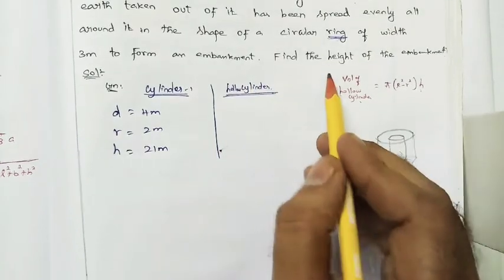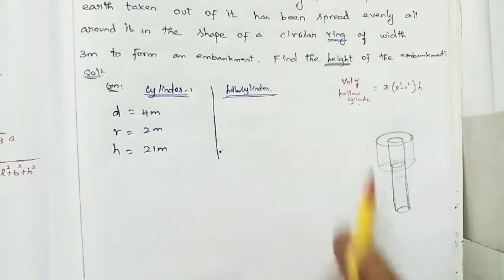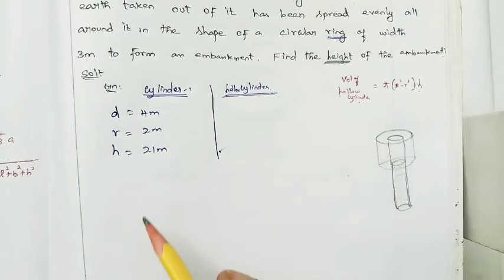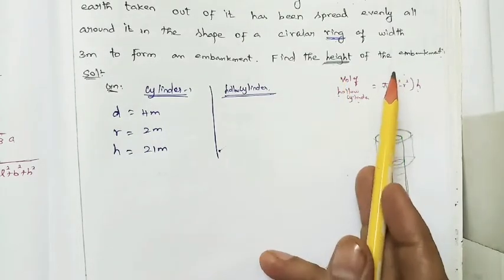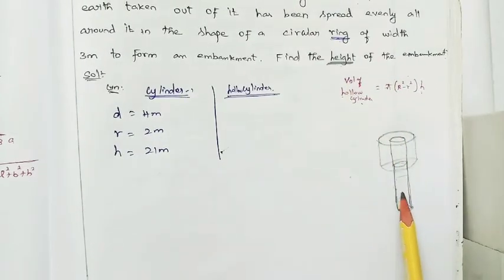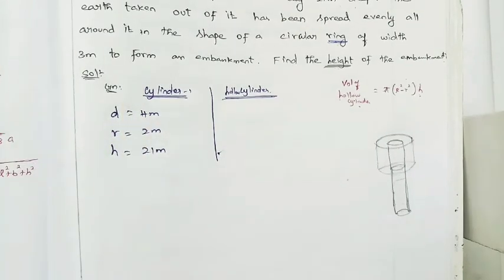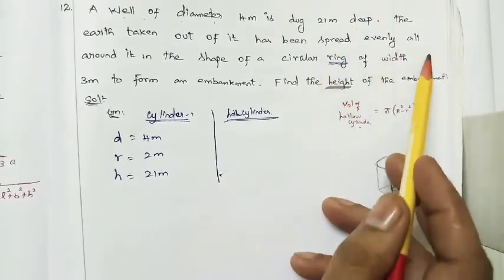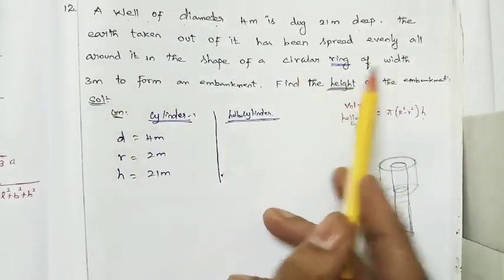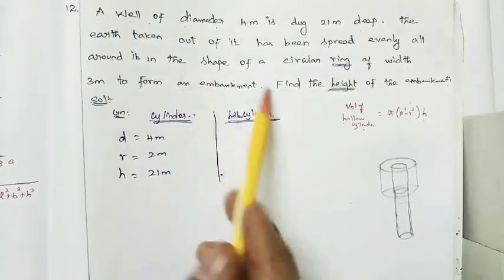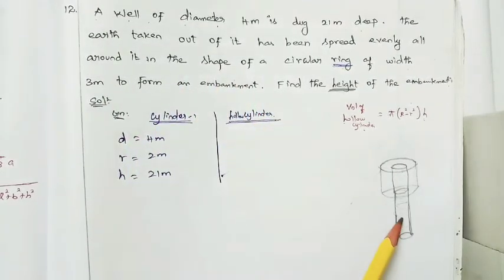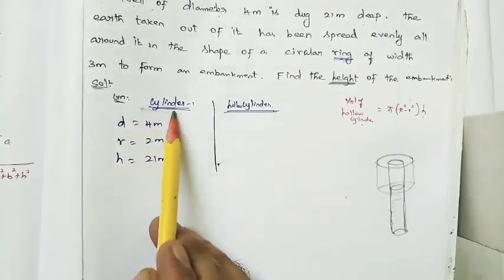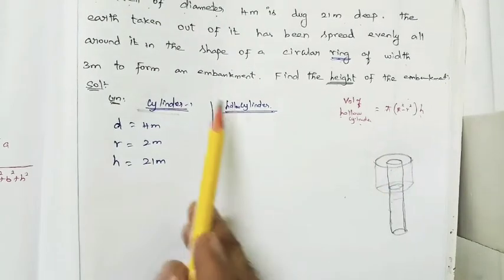So if you want to find the height of the embankment, just by equating the volume of the well to the volume of the embankment, we will get the height of the embankment, because both volumes are equal, right? What they are saying is, they are taking the earth from the well and spreading it evenly all around it in the shape of a circular ring of width 3 meter to form an embankment. So the volume of this well is equal to the volume of this embankment. The shape of the well is a cylinder, and the shape of the embankment is a hollow cylinder.